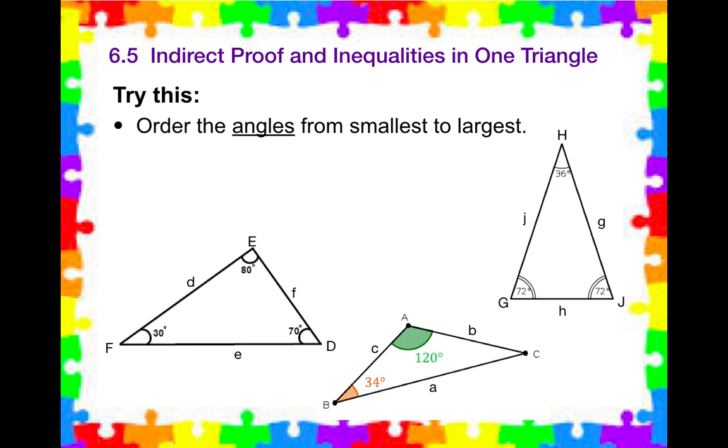Welcome back. This is Mr. Greenstein's Geometry. We're in section 6.5, Indirect Proofs and Inequalities of One Triangle. We're now going to talk about the order of the angles from smallest to largest.